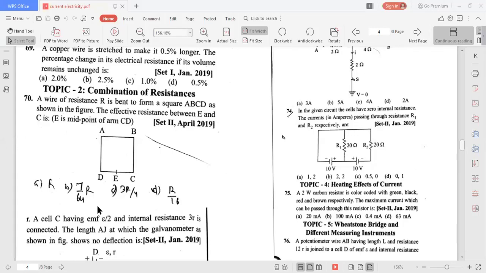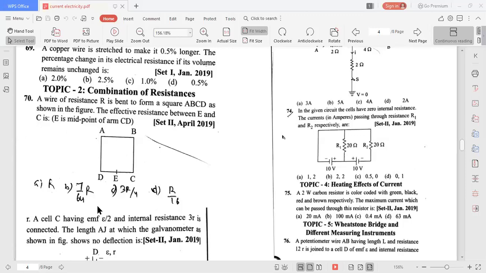That's why the total resistance R is divided into 4 equal parts. It is R by 4, R by 4, R by 4, and R by 4. Now the effective resistance between E and C, where E is the midpoint of CD. Whenever E is the midpoint of CD, the total resistance between C and D is R by 4. As it is the midpoint, this resistance is half of this one, which means it is R by 8, and this is R by 8.